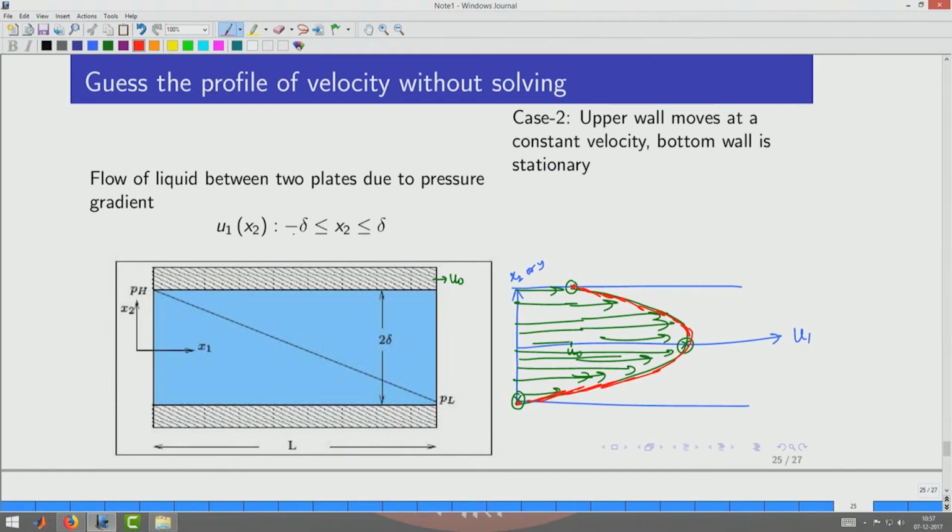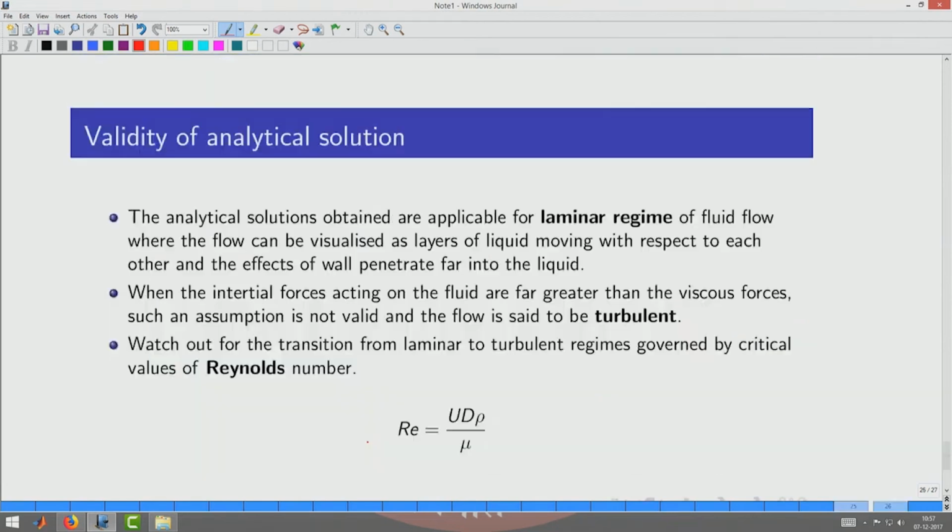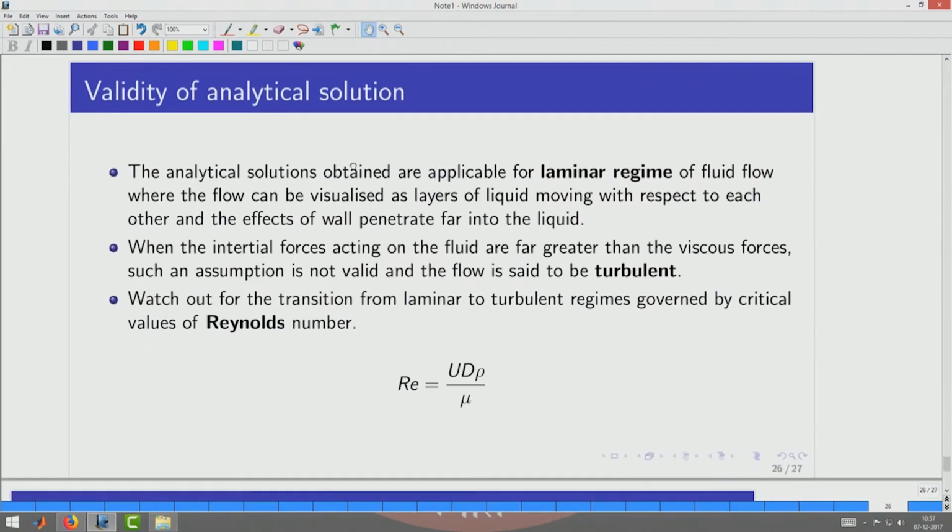Okay. So, the domain is minus delta to plus delta. You can mark that here, and this would be plus delta and this would be minus delta, for example. So, we expect the solution to be given in terms of delta and the pressure drop over the length L, etc. Okay. So, finally, whenever we get the solution in the form of a functional form, what we are expected to do is validate whether the solution is valid under the Reynolds number that is given for that situation or not.